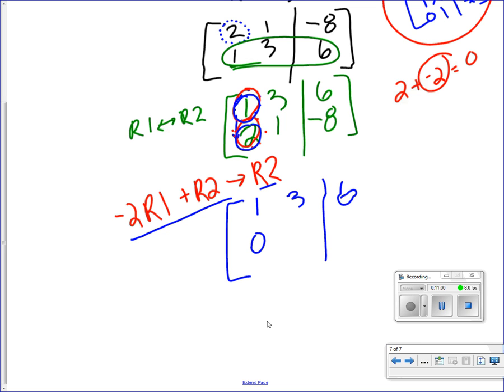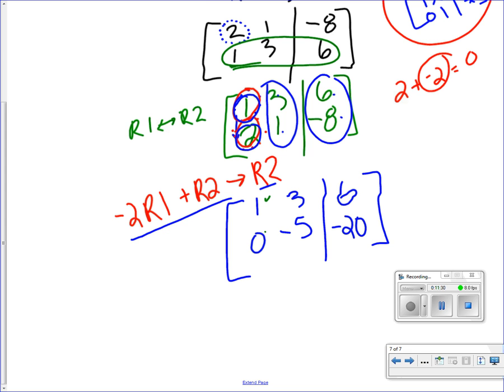Now I'm going to work on the next column. So I have -2 times 3, that's -6, plus 1, that's -5. Now I'm going to do the last column. -2 times 6, that's -12, plus -8, that's -20. Okay, so I'm getting there. I've got my 1, I've got my 0.